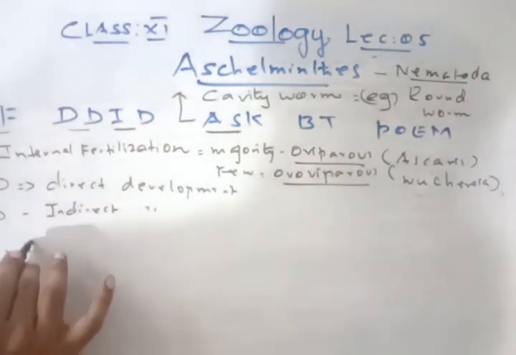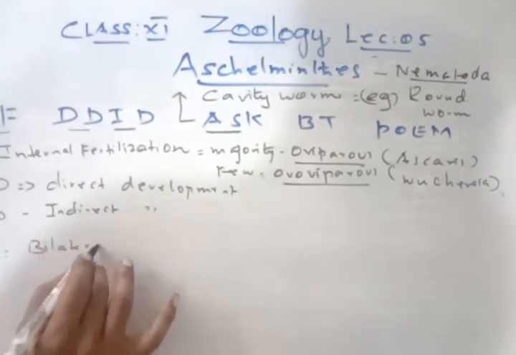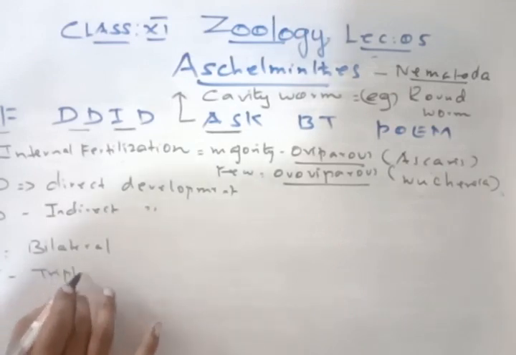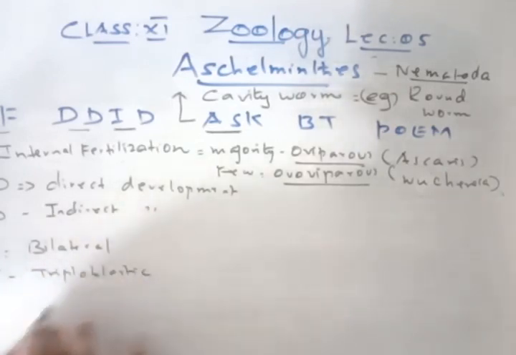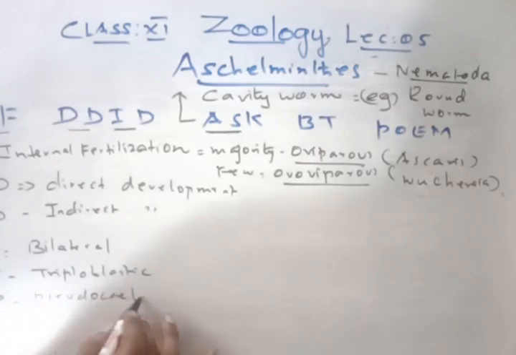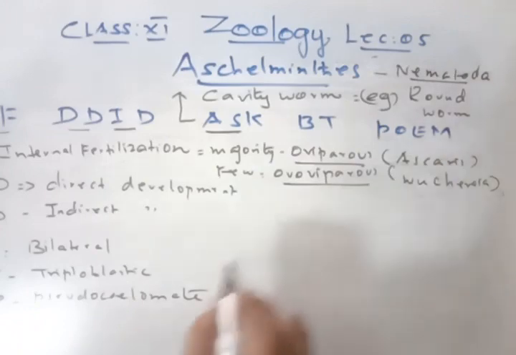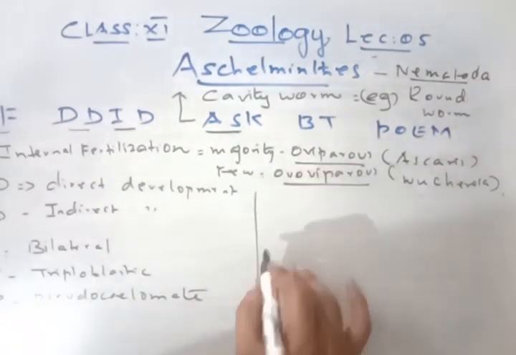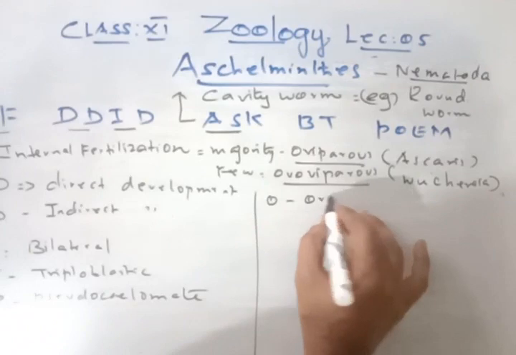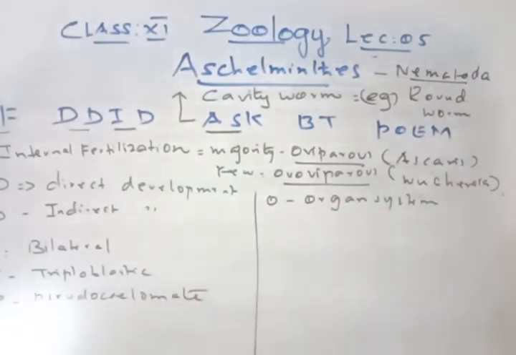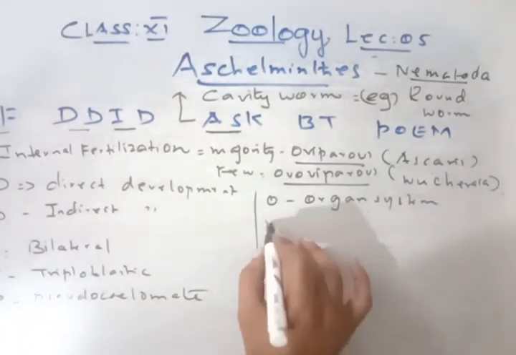And this B is for bilateral symmetry. T is for triploblastic animals. And P stands for pseudocoelomate. Already we discussed pseudocoelomate. Then here O. This O stands for organ system level of organization. Then E is for excretion.